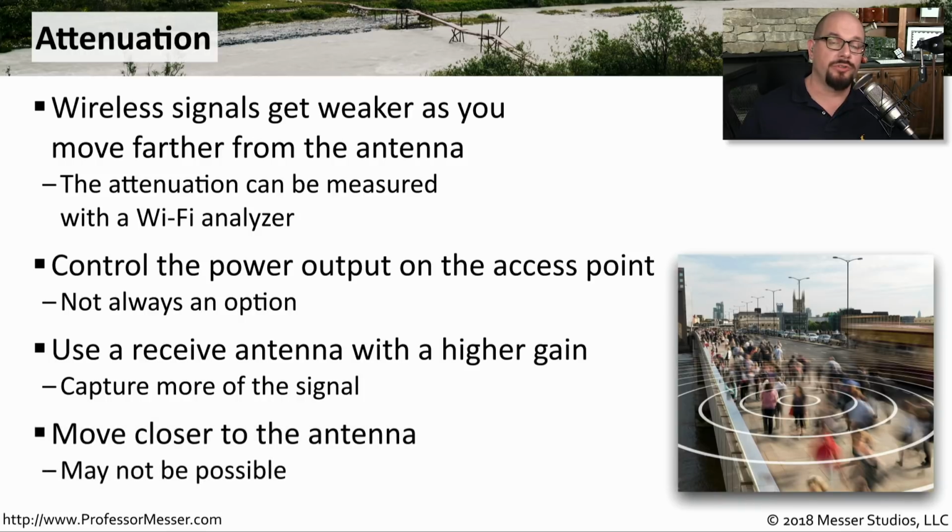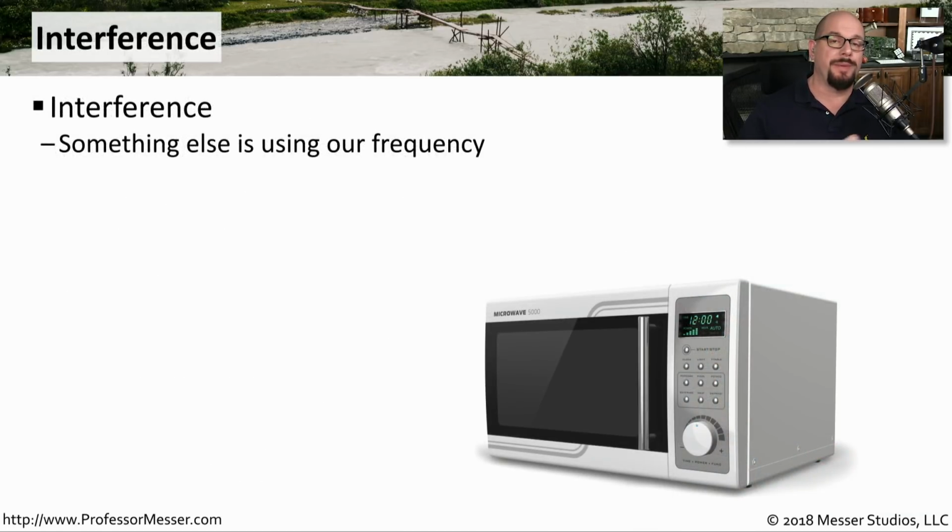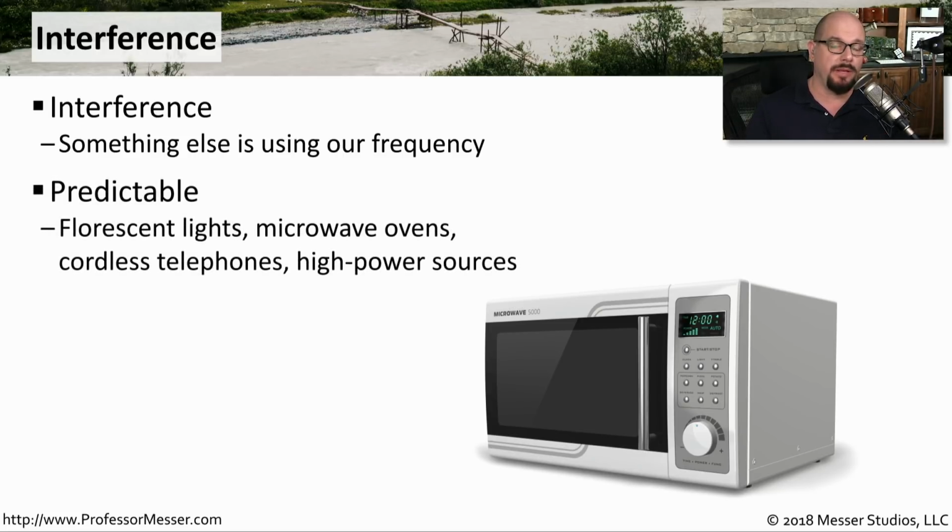And of course, the closer you are to the access point, the less attenuation you're going to have. So you may find that moving closer to your access point greatly improves the performance of your network connection. Interference on a wireless network means that something else is using the same frequencies that we're trying to use to communicate on this wireless network. Sometimes this is predictable interference. It may be a microwave oven or a fluorescent light, and we can easily turn off the light or turn off the microwave oven, and the interference will go away.